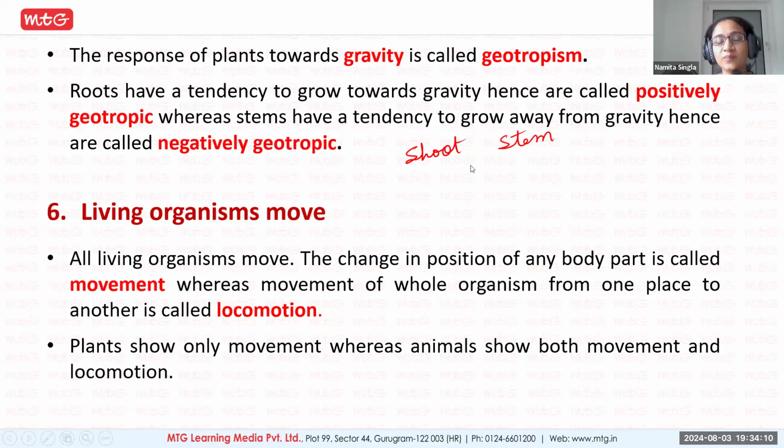See, again, it's not completely correct. Shoot means the entire above ground part of the plant. Stem is a part of the shoot. See, if I draw a diagram, like this is the stem of the plant, right?